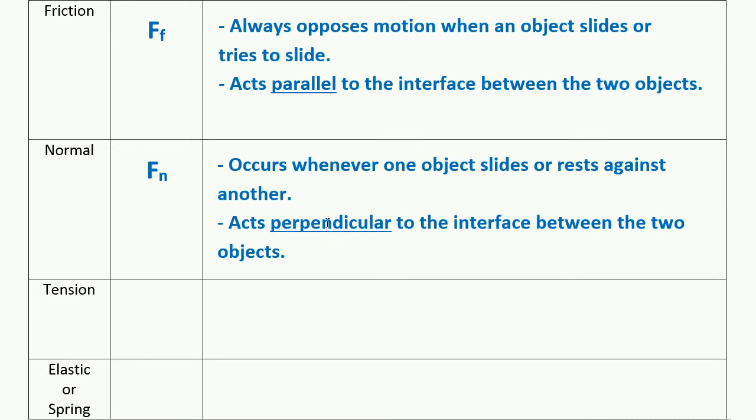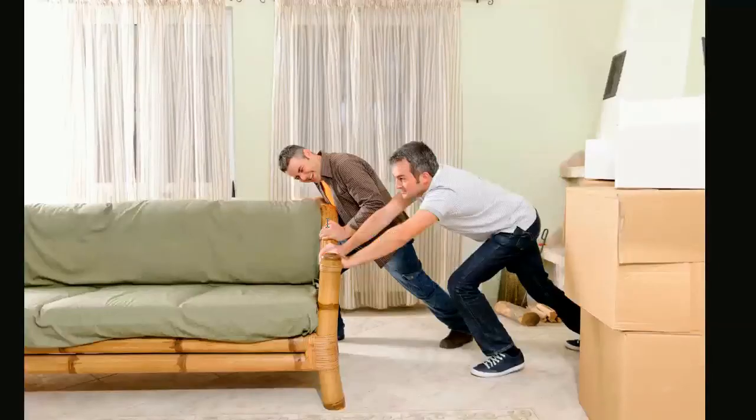And I'm going to pull us back to that same image we were just looking at. So again, whether these guys are actually moving the couch or they're just trying to move the couch, there's going to be a normal force. Now, what the normal force does here is it actually comes from the floor and it holds the couch up. So there's gravity pulling this couch down, but there's also the normal force or the force of the floor supporting the couch.